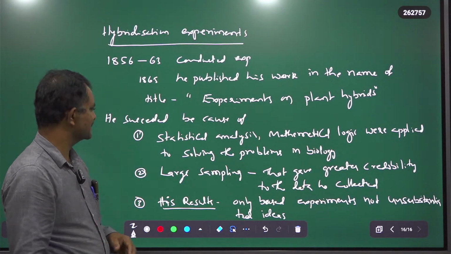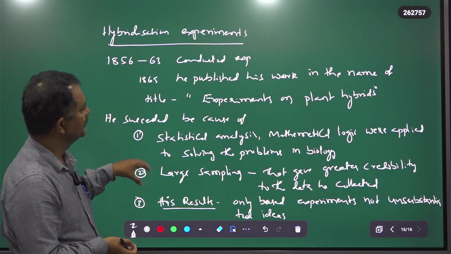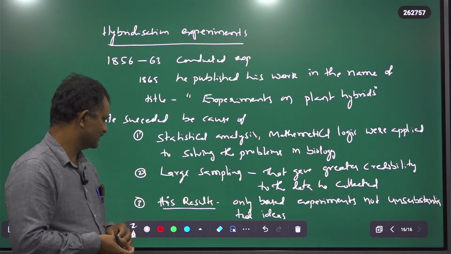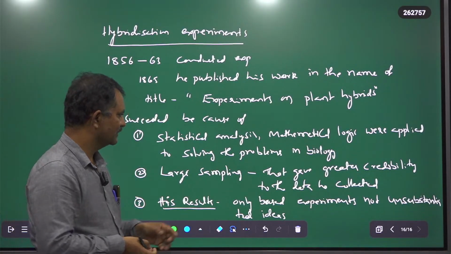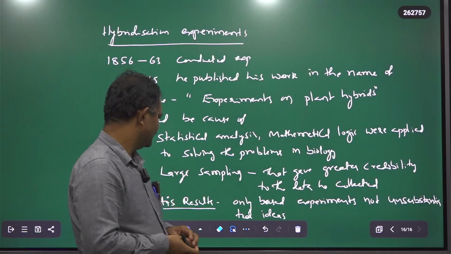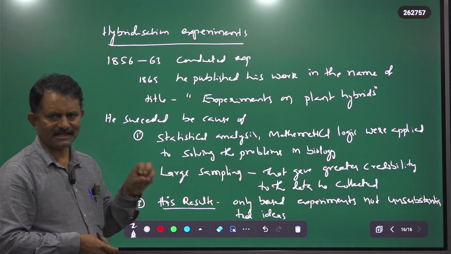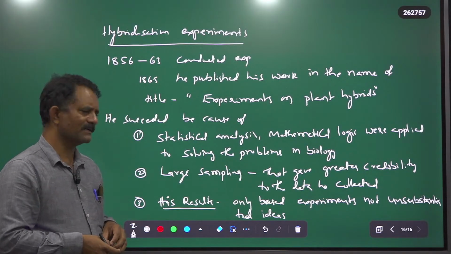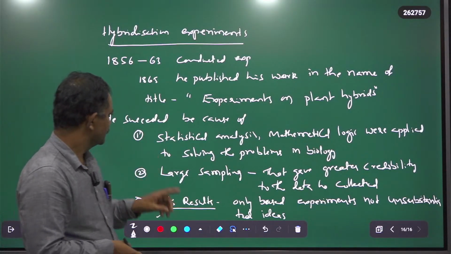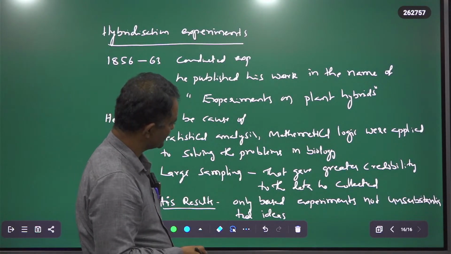So the first one is statistical analysis and mathematical logic. He used statistical analysis and mathematical logic for the problems in biology. That is the major first one. And then large sampling size. He selected a large sampling size that gave greater credibility to the data that he collected. Next, the third one is results. His results were not based on unsubstantiated ideas, only on the experimental results. Only based on the experimental results, he concluded. So that is why Mendel succeeded in conducting hybridization experiments.